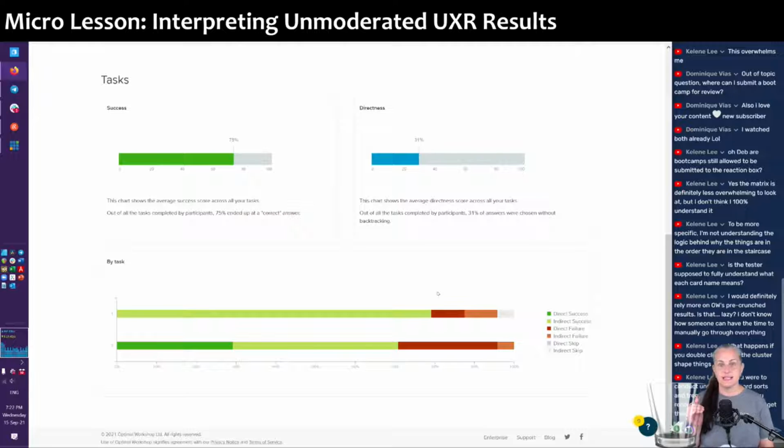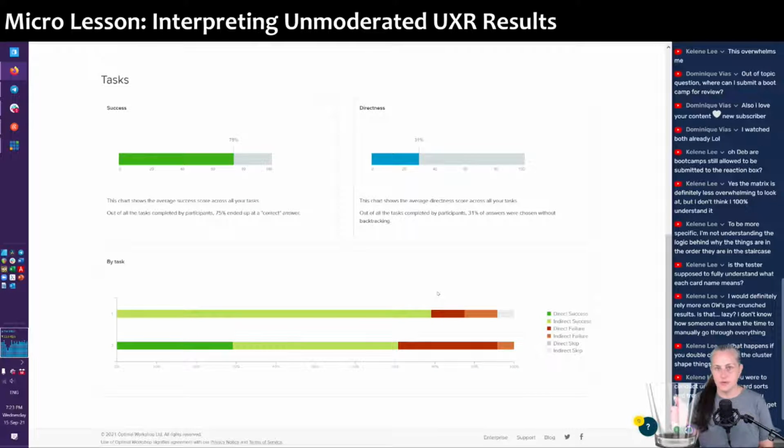A direct success was somebody knew exactly where that was, or they were just highly confident in what they were doing. They went straight to the quote unquote right answer. And again, the right answer may or may not be the right answer. We may have put stuff in the wrong place, and the tree test will help us see that. So the direct success means people confidently found this thing where you put it. So there's a good match there between what you thought the user would do and what the user did. The indirect success to me is a failure.